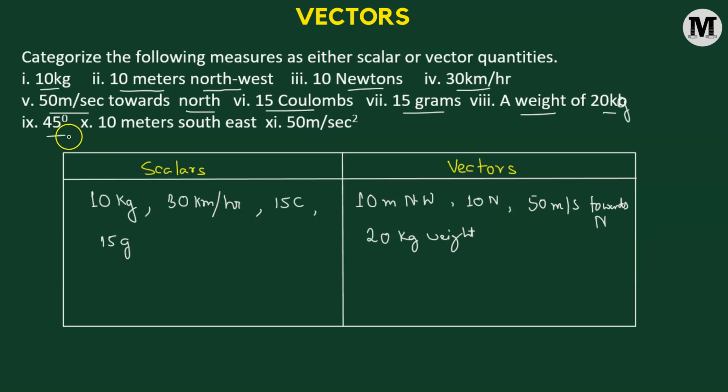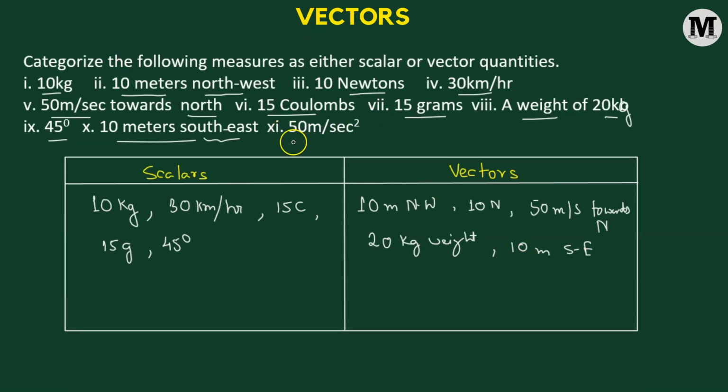Next, we have an angle measure of 45 degrees. So it's independent of the direction here. So it's simply going to be a scalar quantity. Number 10, we have 10 meters southeast. Again, 10 meters is a scalar quantity, but there is a direction of southeast attached to it. So it's going to be a vector quantity. So we have 10 meters in the southeast direction.